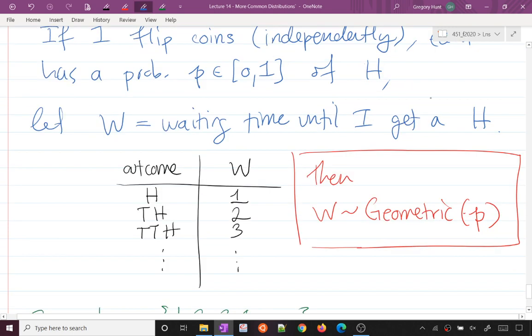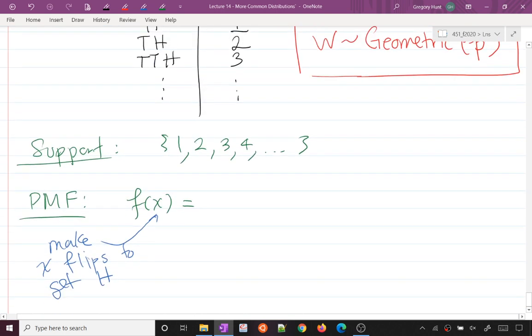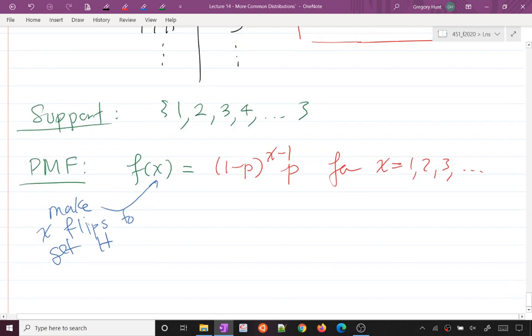So maybe I should say to get the first heads. If I have to make X flips to get the first heads, what does that mean? It means that I had X minus 1 tails, and if they're all independent, I have a 1 minus P probability to get tails, and they're independent, so I can say that's 1 minus P to the X minus 1. So X minus 1 tails in a row, tails, tails, tails, tails, right? And then I finally get my heads, P. And so this is the PMF, and this is obviously for the support, which is 1, 2, 3, etc.